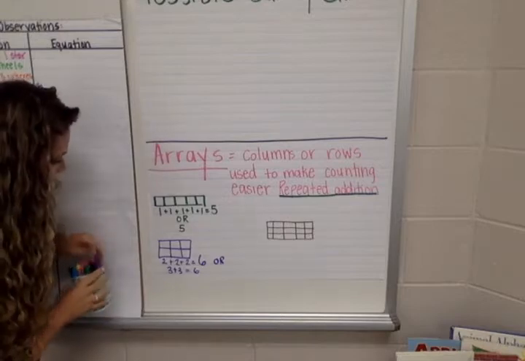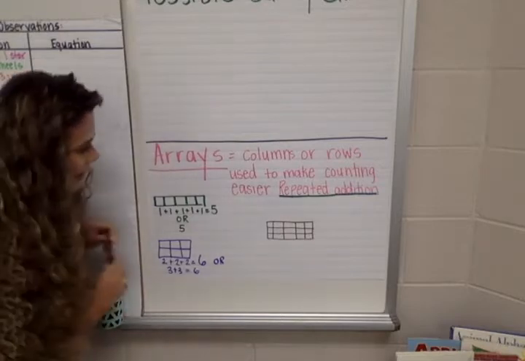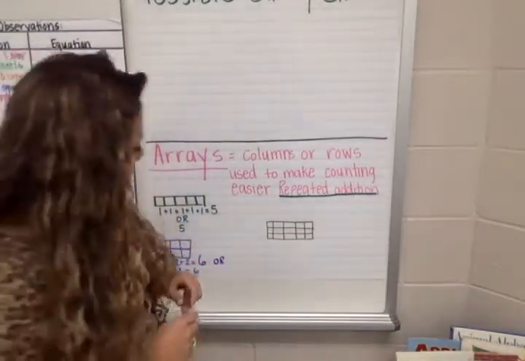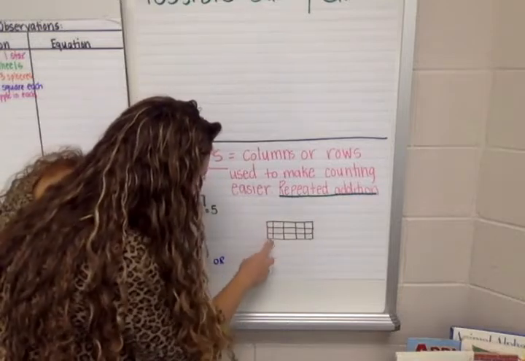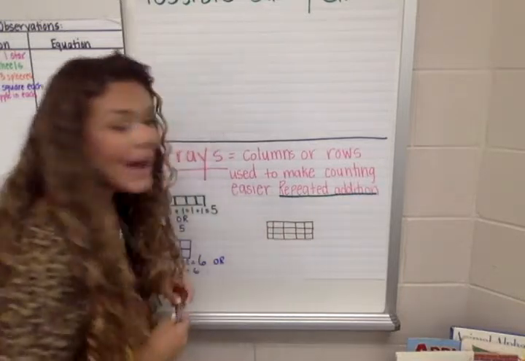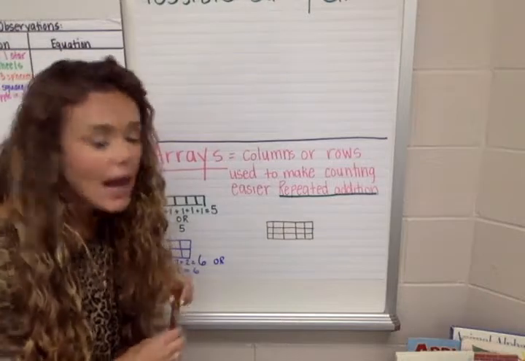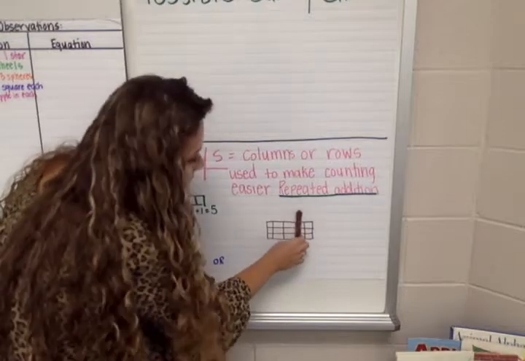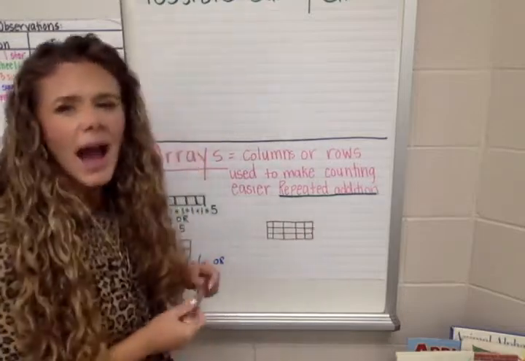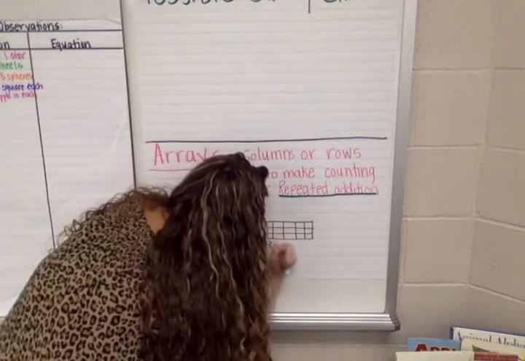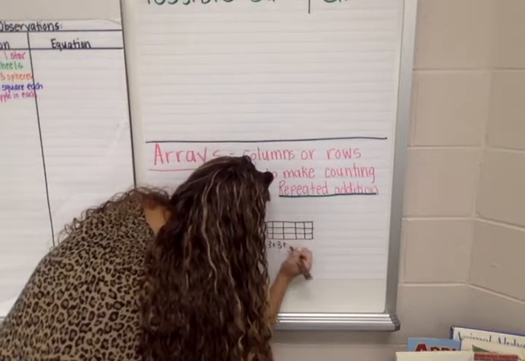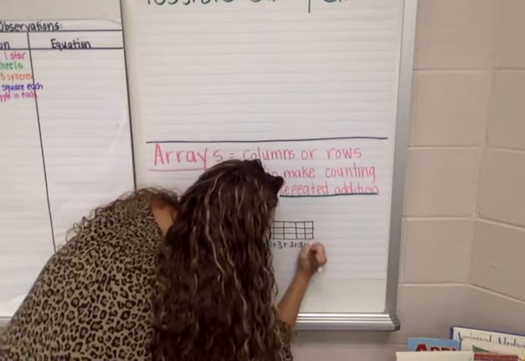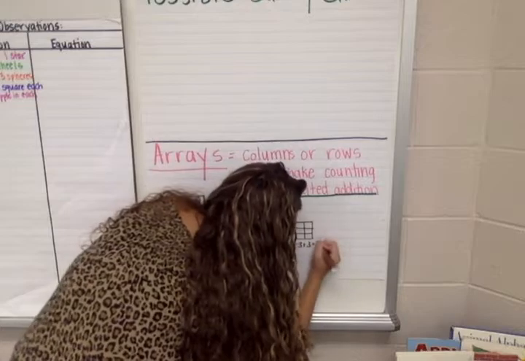And then, last but not least, we have this array. Okay, let's take a look at this array. What are we adding how many times? We have to take a look. Well, look, I have 1, 2, 3, 4, 5. I'm adding 3 5 times. So I'm adding 3 plus 3 plus 3 plus 3 plus 3 to get my answer. Well, I could quickly say 3 plus 3 is 6, plus 3 more is 9, plus 3 more is 12, plus 3 more is 15.